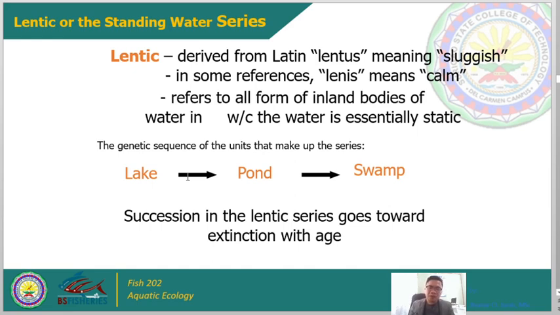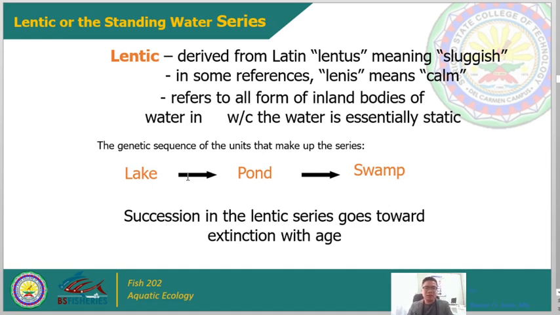So there is also a genetic sequence of these units that make up this series. So there is what we call succession, right? Succession meaning from this type of body of water to another type of body of water and to the next type, as long as it is still a lentic environment, meaning a non-moving environment. So succession in the lentic series goes toward extinction with age. What do we mean by that?